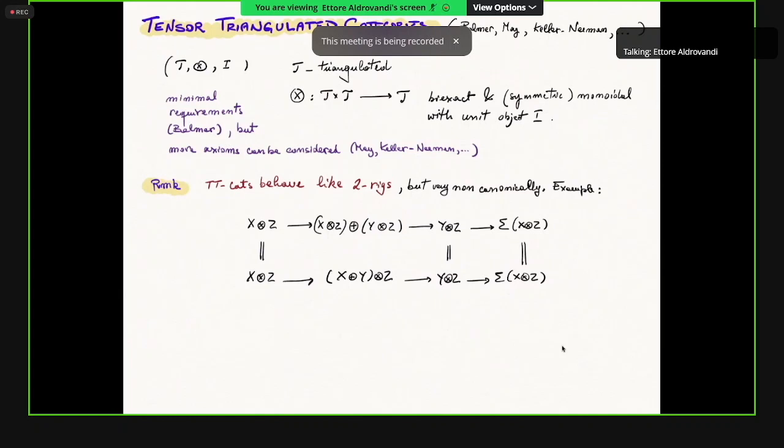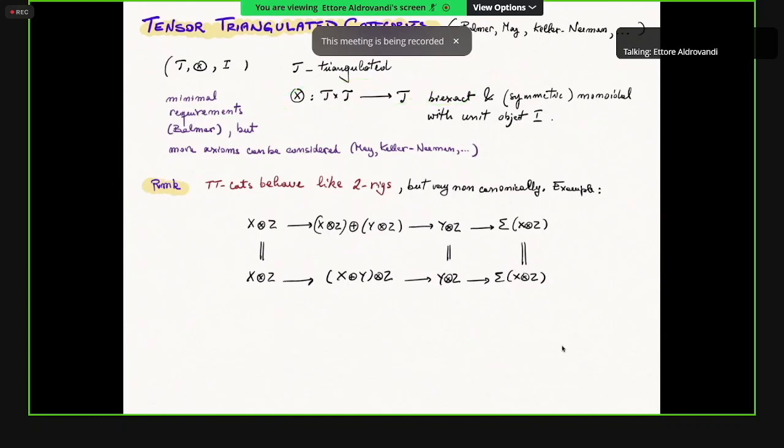And so you have the idea of a tensor triangulated category, which is a triangulated category which also has a monoidal, usually taken to be symmetric monoidal, unital structure, compatible with the triangulated structure. I will tell you in a minute what that means in slightly more precise terms. So usually we refer to these functors as being biexact.